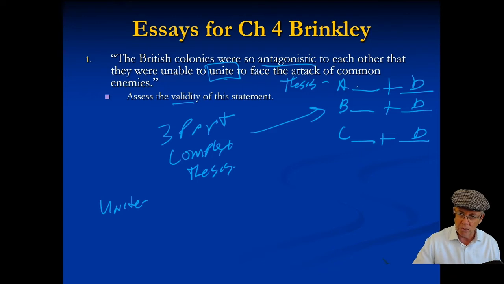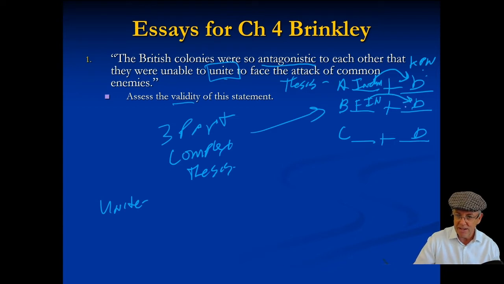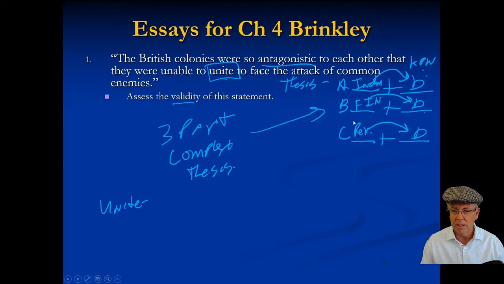And I would argue against the Indians is the main category. Detail, King Philip's War. Get it? They're able to unite against the Indians. The French and Indian War: they're able to unite against the French and the Indians. That's your detail. And then in the Revolution, they will unite against the English. Do you follow? That's how I would write that one. They were not antagonistic. They were able to unite, but only in extreme circumstances. And you can qualify that.